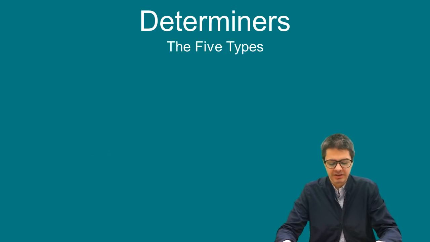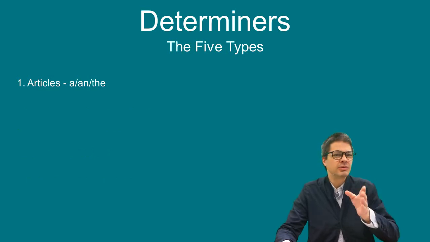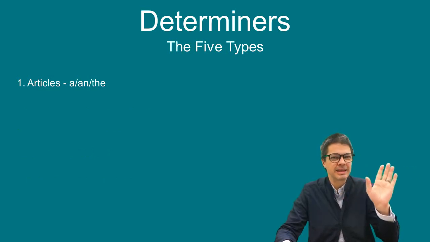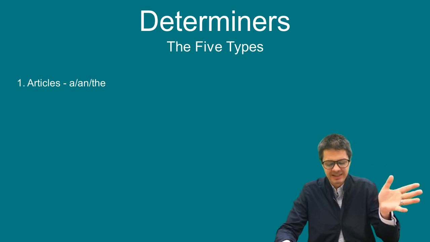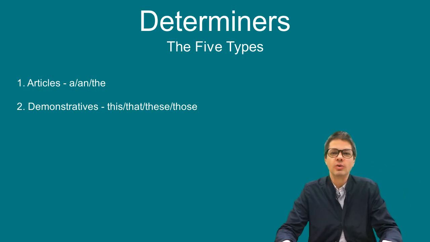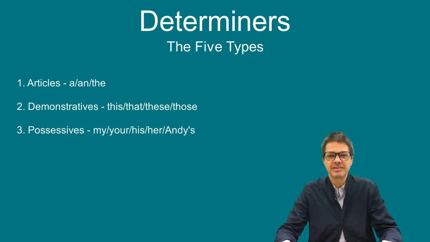All right, so basically there are 5 types of determiners. We got articles, a and the, which are super complicated, and we're going to talk more about them later in the future because, yeah, now is not the time. Demonstratives: this, that, these, those. Possessives, which show ownership: my, your, his, her, right? Something like that. In addition to that, if we put an apostrophe S on the end of a noun, it also becomes a possessive, right? Andy's computer, something like that.